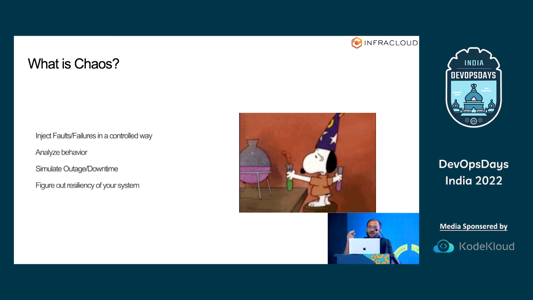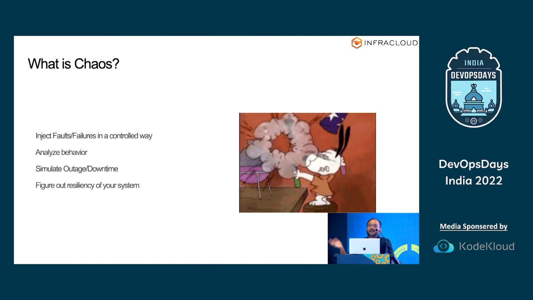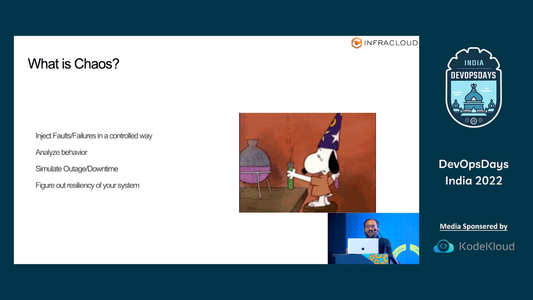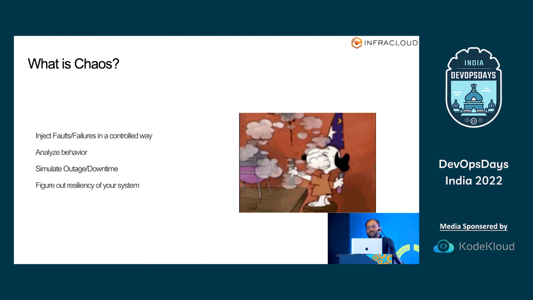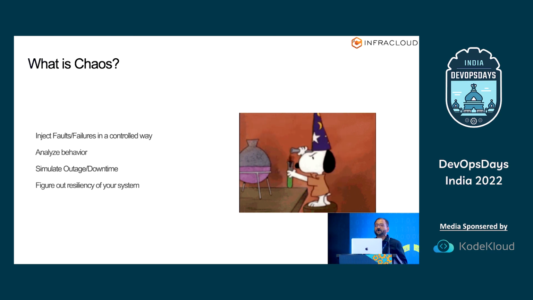Whenever you induce any failure or fault in your system, you analyze the behavior, and you can simulate what outages you are getting, how much downtime there is, and, whenever such issues happen, what your expertise level is to get the system back again. After chaos testing, you can define how resilient your system is to such outages or downtimes. From that you can figure out the actual resiliency of the entire system.